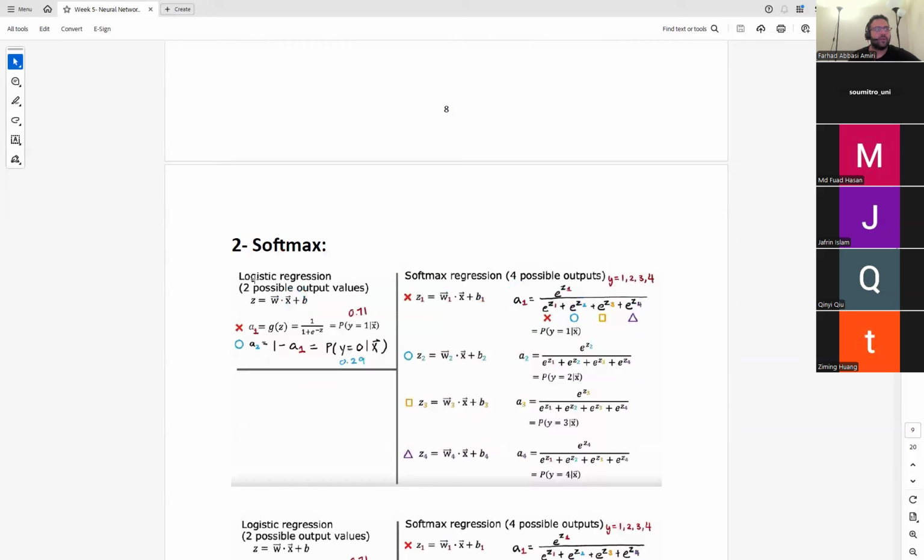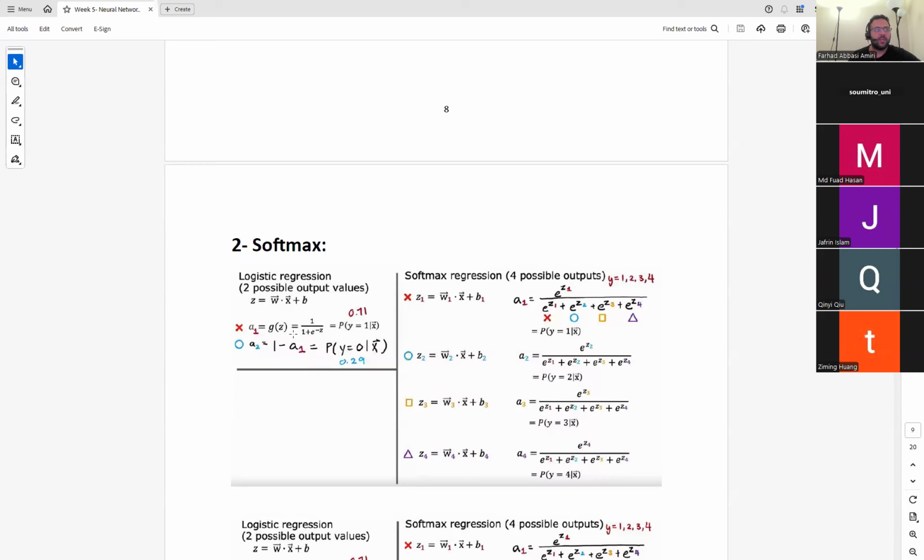So you remember for the logistic regression chapter, we had two possible output values. Then z was wx plus b, and then we used the sigmoid function g of z, 1 over 1 plus exponential of minus z, which shows the probability of y being 1. And then if we want to follow the neural network notation, let's say g of z equals a subscript 1.